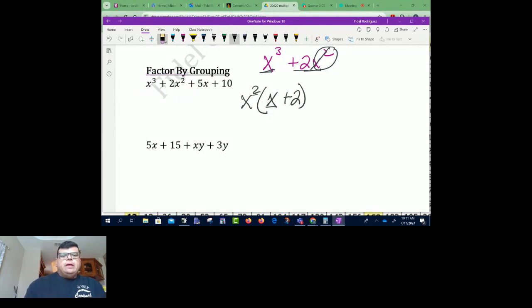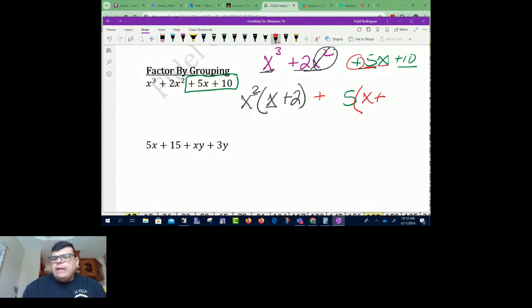Now, I'm going to look at the second 2 pieces. Plus 5x plus 10. So what number goes into both of them? The number 5. Y'all, the other thing I want you to notice, if there's a plus right here, I'm going to put a plus right here. So look, if we take away the 5 from here, y'all, we still got that x. And 5 goes into 10 two times.